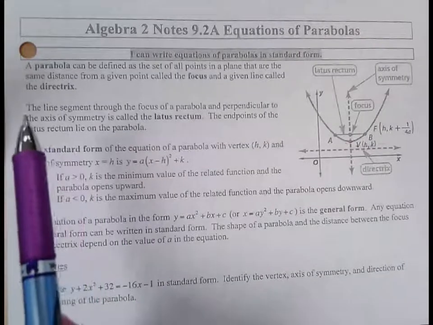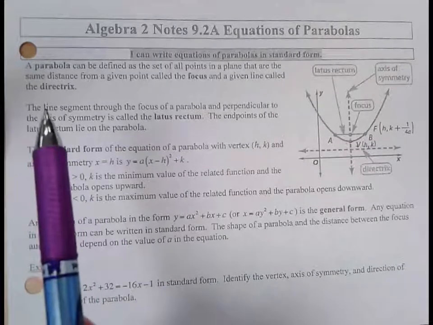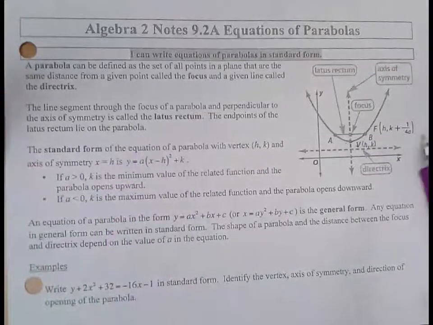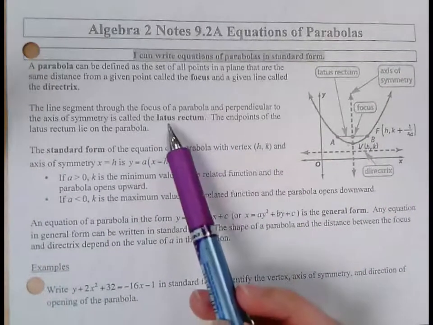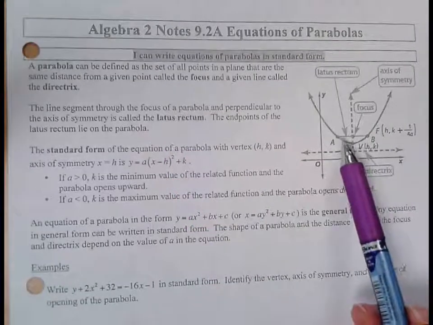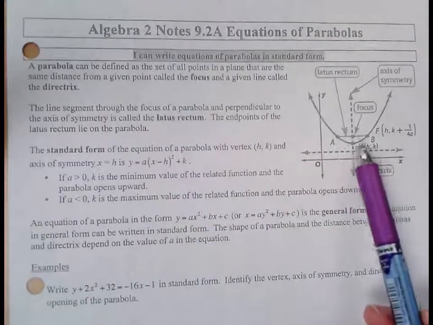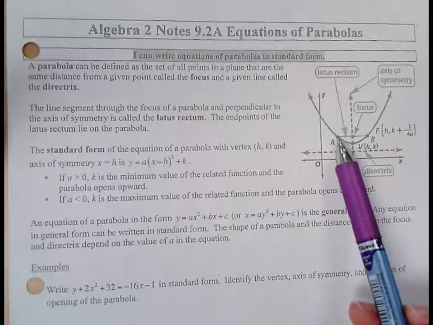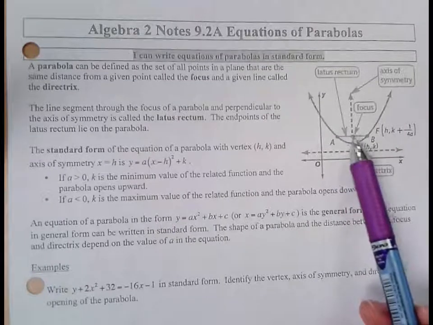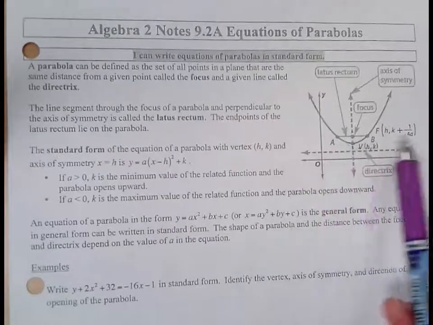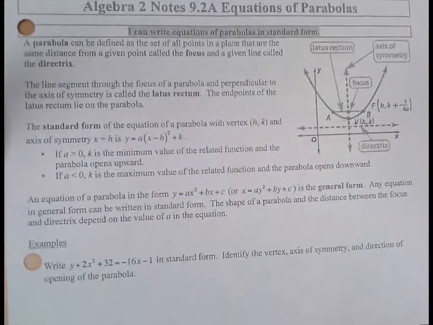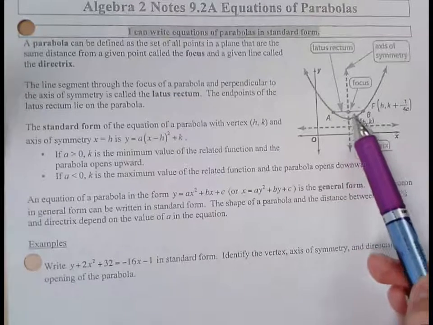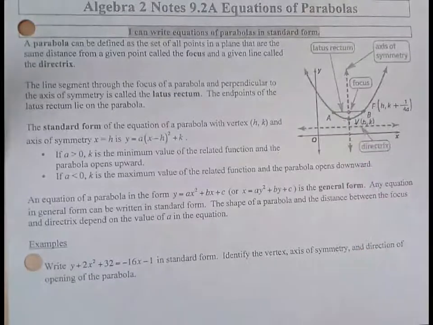So it says here then another characteristic, the line segment through the focus of a parabola and perpendicular to the axis of symmetry is called the latus rectum. So that's this short line segment here. It just goes through the focus, and then it has endpoints on the parabola, so it doesn't completely go all the way through. So that's another characteristic. And normally we're just focused on the length, because the length would describe then how wide the parabola opens.